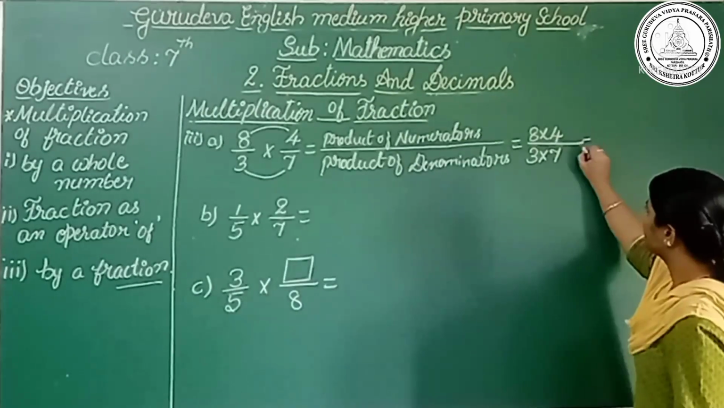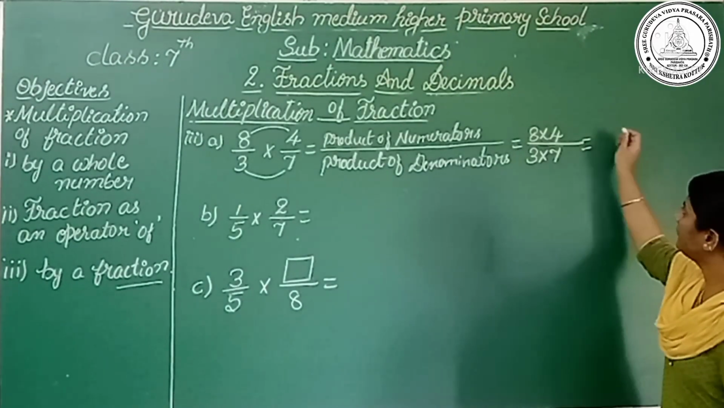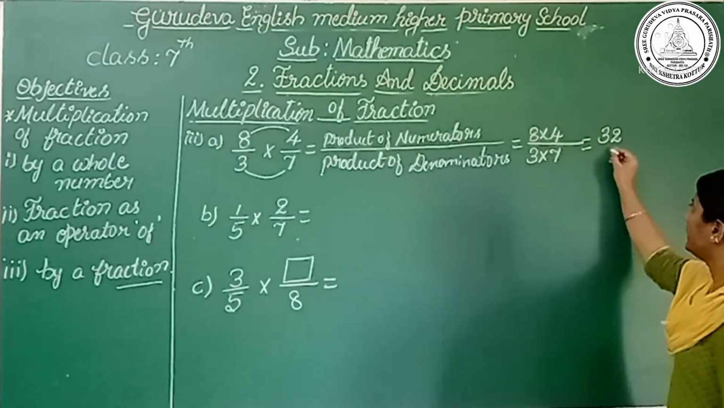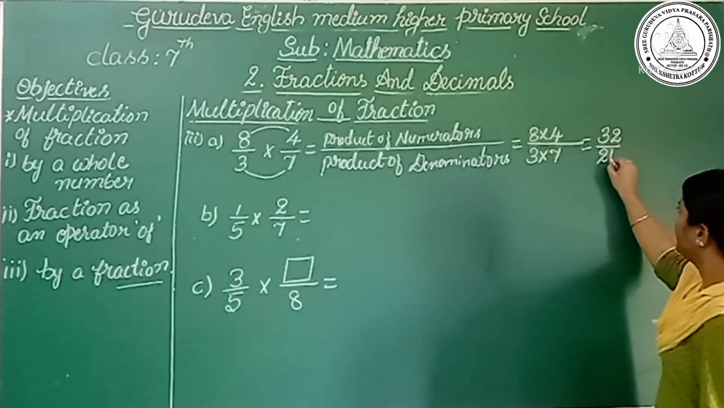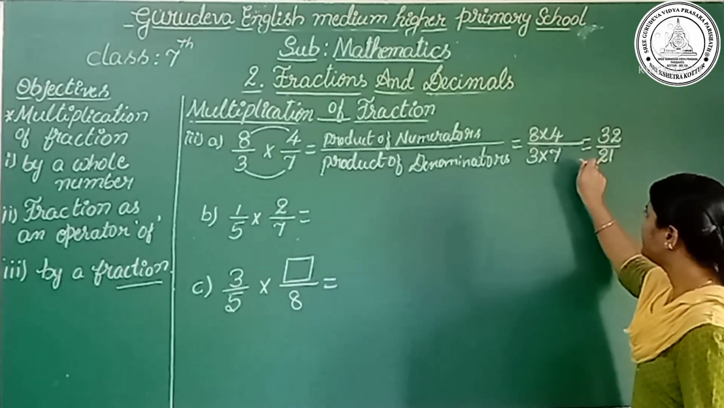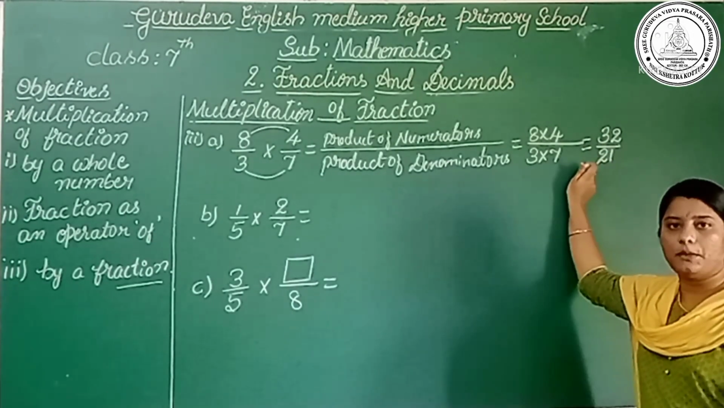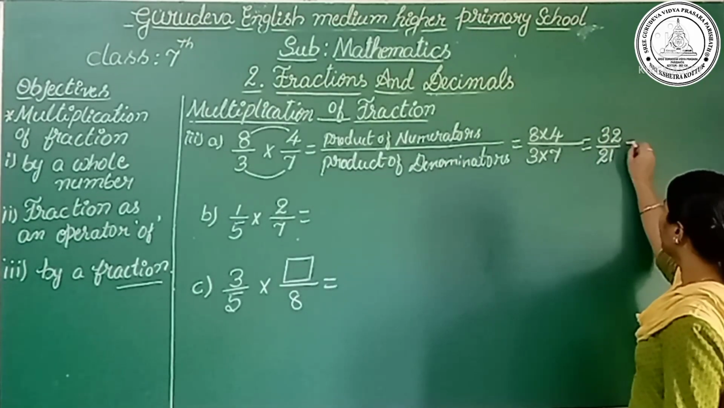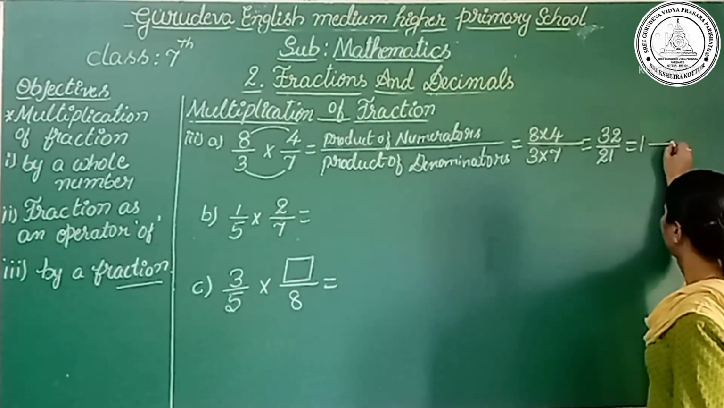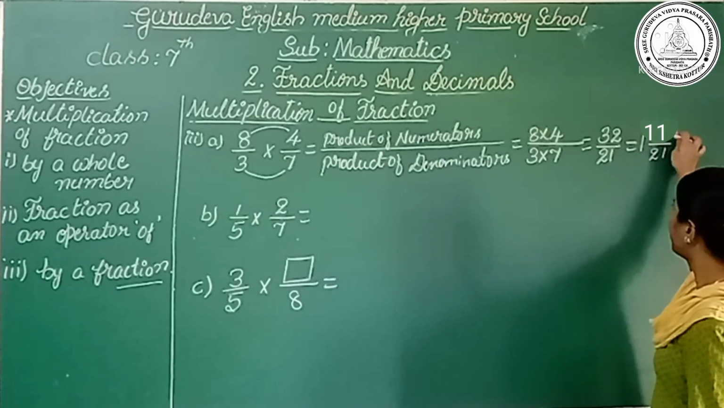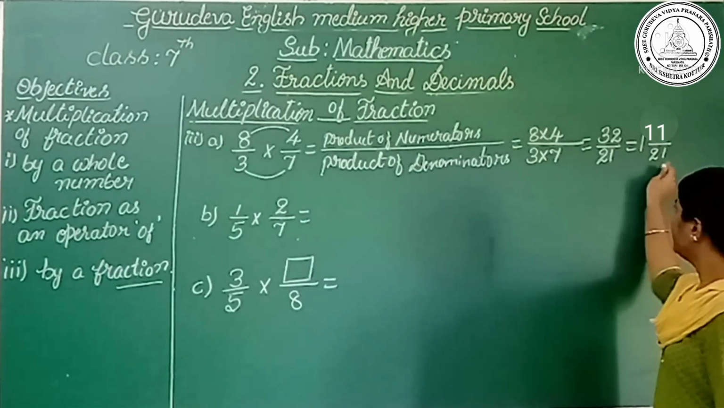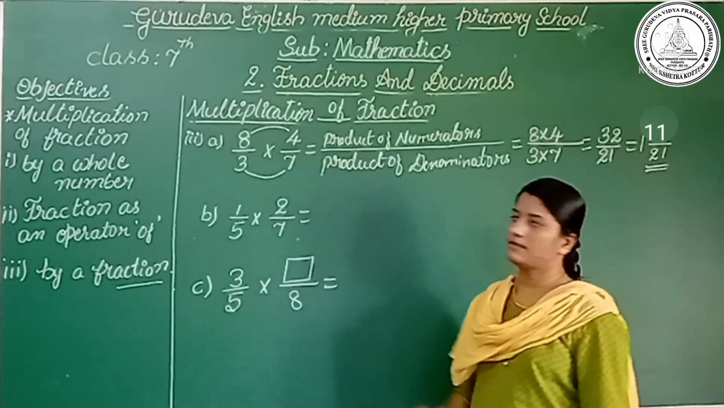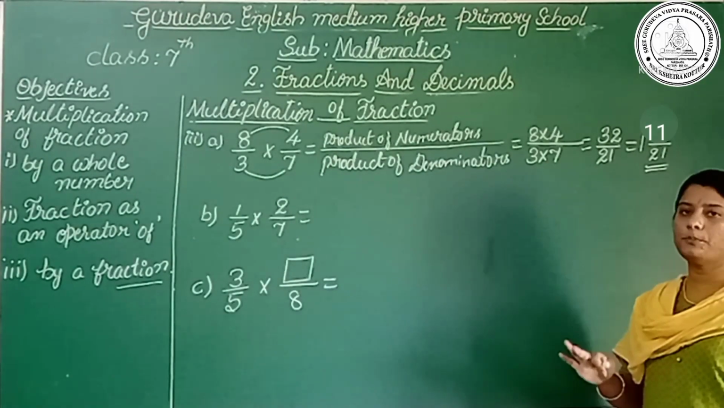Okay, then which is equal to, multiplying the numerators, 8 fours are 32. Then 7 threes are 21. You may observe here 32 divided by 21 is in the form of an improper fraction. Convert it into a mixed fraction and keep the product. So 21 ones are 21, so it can be written as 1 whole 11 by 21. It is the product of 8 by 3 into 4 by 7. Okay, then let's see the B question.